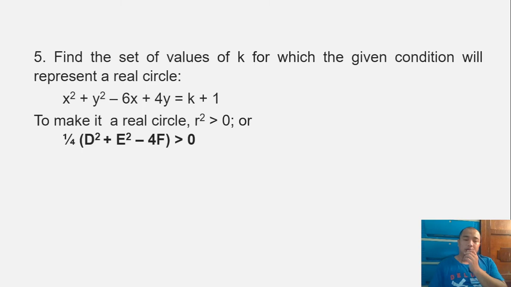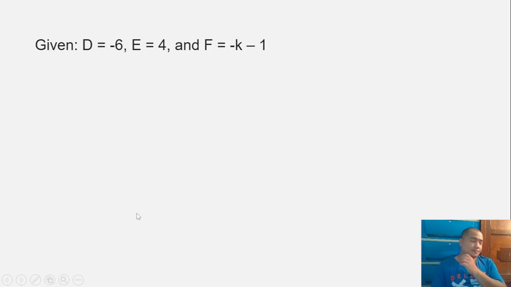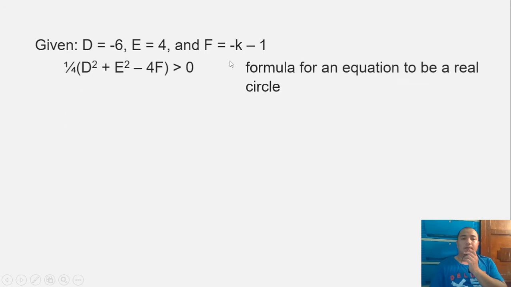Okay, to make it a real circle, r squared should be greater than 0, or 1/4 times quantity d squared plus e squared minus 4f greater than 0. First, we transpose k plus 1 here, so it becomes minus k minus 1 equals 0, so that this is now the value of f. Negative k minus 1, e is 4, d is negative 6.